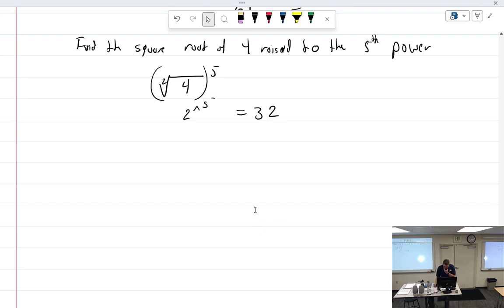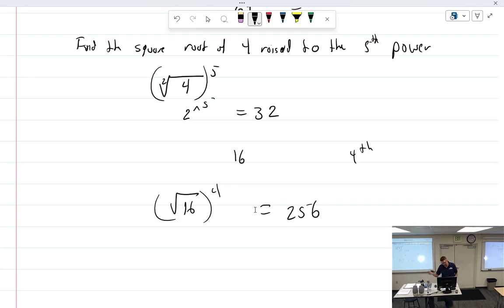Where did we just do? Same thing. What is the square root? It's written out: 16 raised to the 4th power. So that'd be the square root of 16 raised to the 4th power. The square root of 16 is 4, raised to the 4th power is 256. Correct.